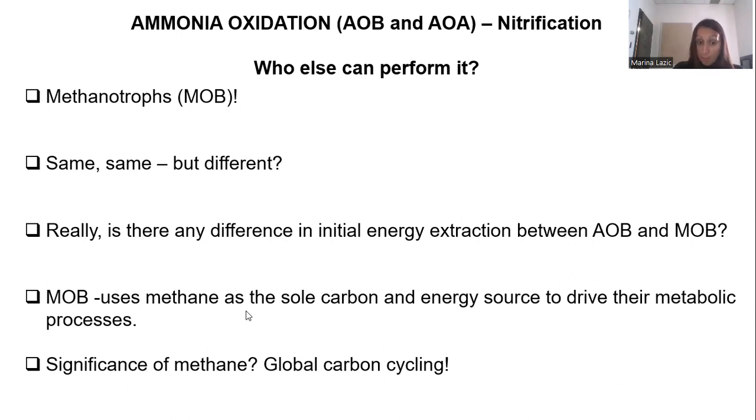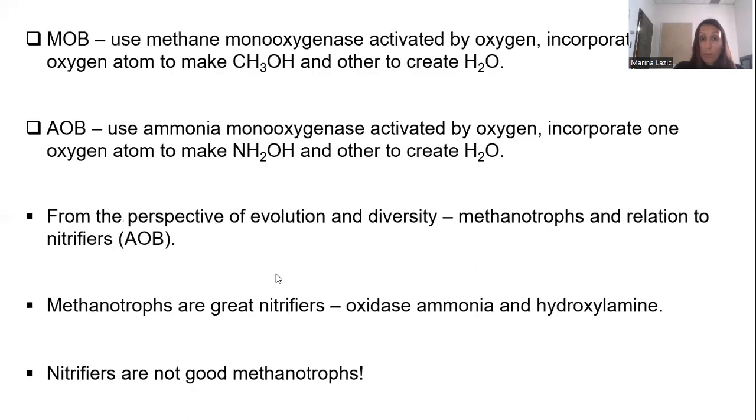MOB use methane, and methane, as we know, is important for global carbon cycling. They use methane monooxygenase that is activated by oxygen. They incorporate one oxygen into methanol, and the other one to create water. Ammonia oxidizing organisms do the same, just they incorporate one oxygen atom into ammonia to build hydroxylamine, and they also create water. So from the perspective of evolution and diversity, methanotrophs are strictly highly related to nitrifiers. And they are great nitrifiers. They also are able to oxidize ammonia to hydroxylamine, but nitrifiers, on the other hand, cannot do methane oxidation.